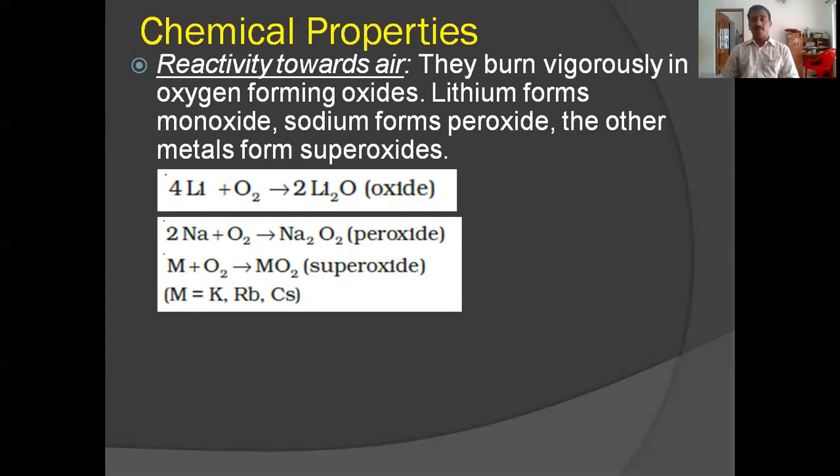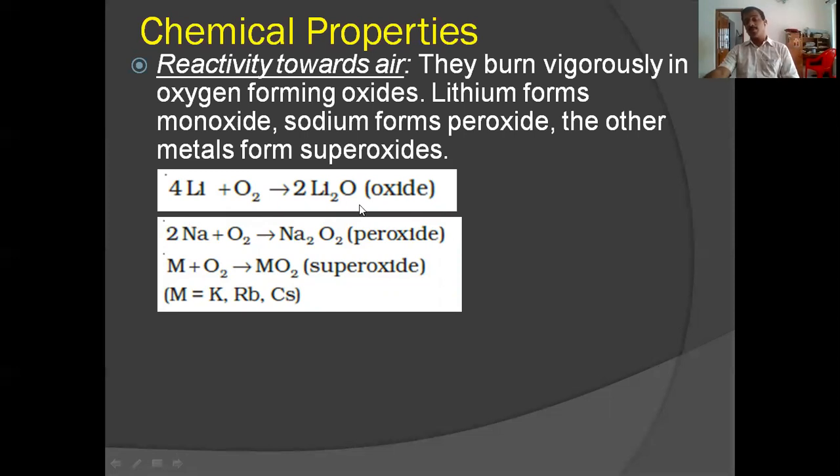Chemical properties. The first one, reactivity towards air. All the alkali metals react vigorously with air. Actually, they will burn in air to form oxides. Lithium forms only monoxide, Li2O. Sodium forms peroxide, Na2O2. The equations are given here.